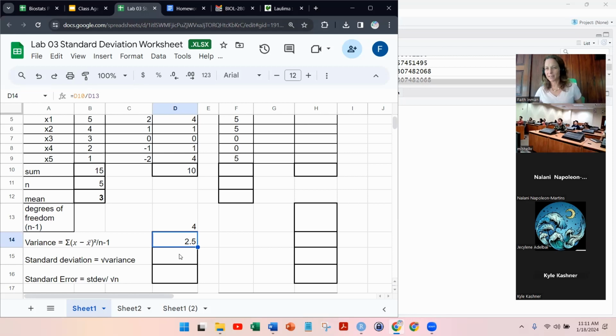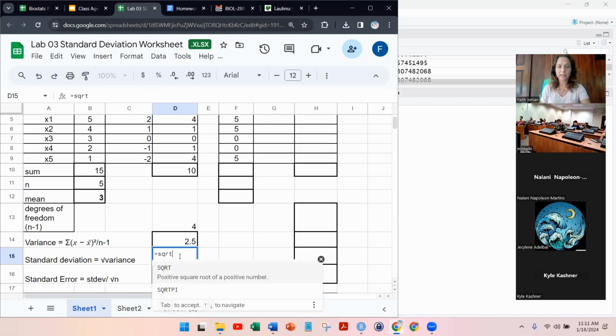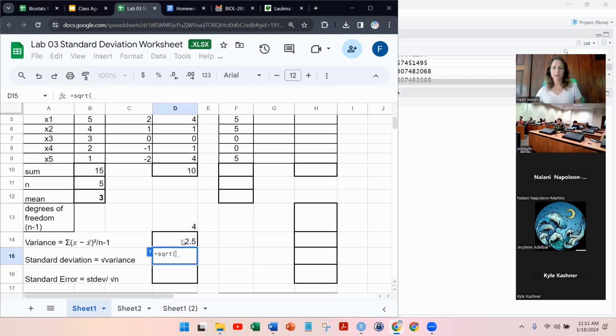But wait, we want to talk about standard deviation. Variance is used a lot, but here we want to talk about standard deviation. Standard deviation is just the square root of variance. So you just say equals SQRT, that'll calculate the square root, open parentheses, 2.5, or select that cell with the variance, close parentheses, bingo, 1.58. Your standard deviation is 1.58. Your mean is 3, your standard deviation is 1.58.